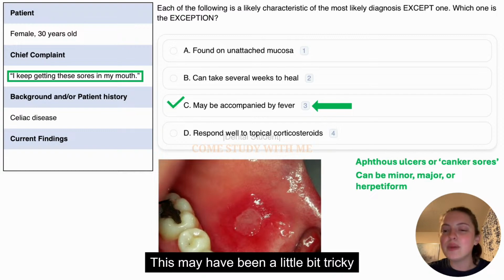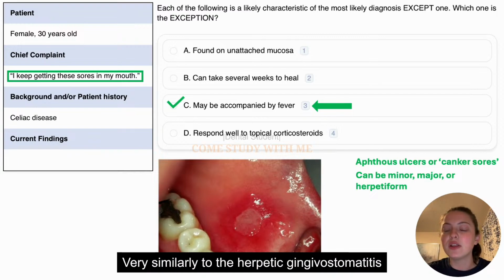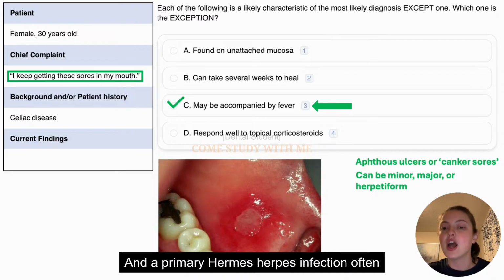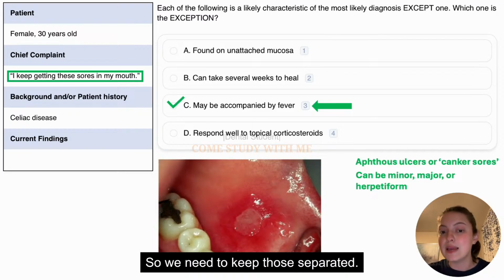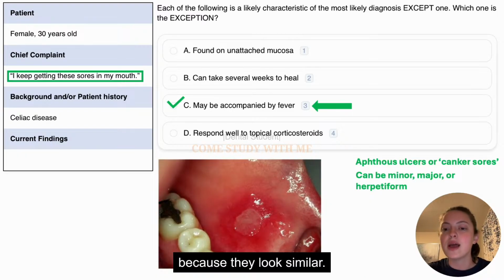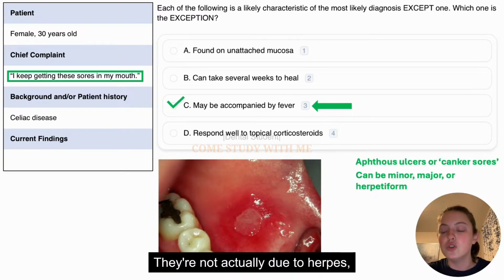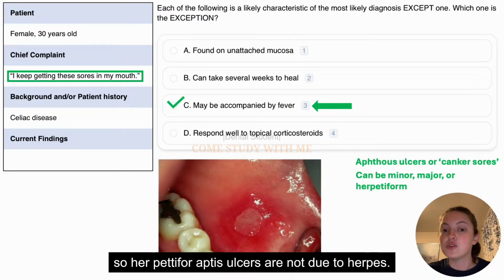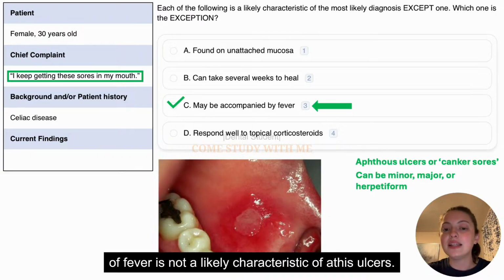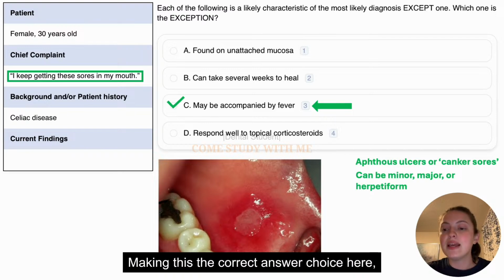This may have been a little bit tricky because we did discuss herpetiform aphthous ulcers, which present very similarly to the herpetic gingivostomatitis associated with the primary herpes infection. And a primary herpes infection often presents with an acute fever, so we need to keep those separated. I want to re-emphasize that they're just called herpetiform ulcers because they look similar. They're not actually due to herpes. So herpetiform aphthous ulcers are not due to herpes. And because of this, any kind of fever is not a likely characteristic of aphthous ulcers, making this the correct answer choice here, the wrong thing that's associated with them.